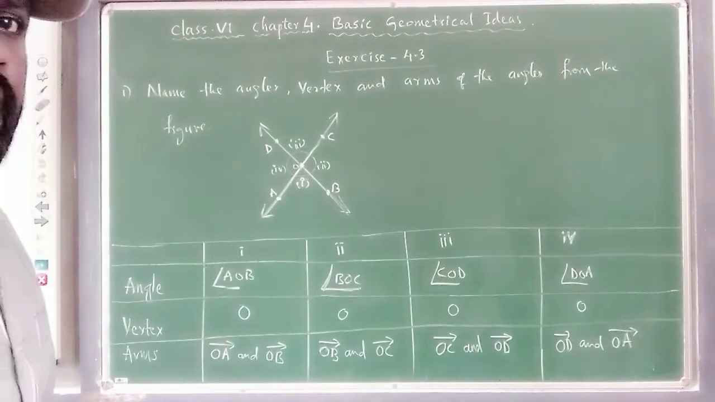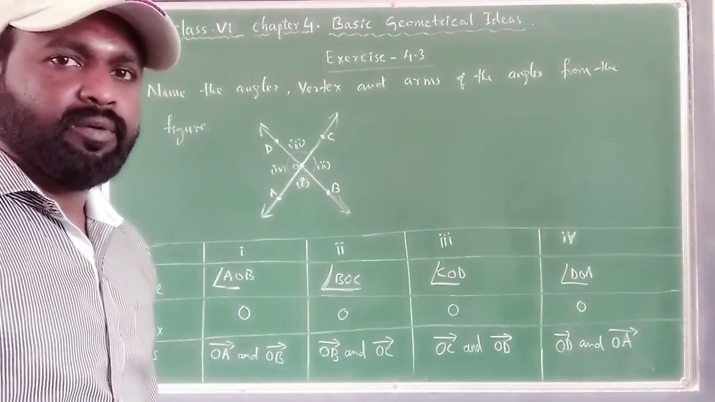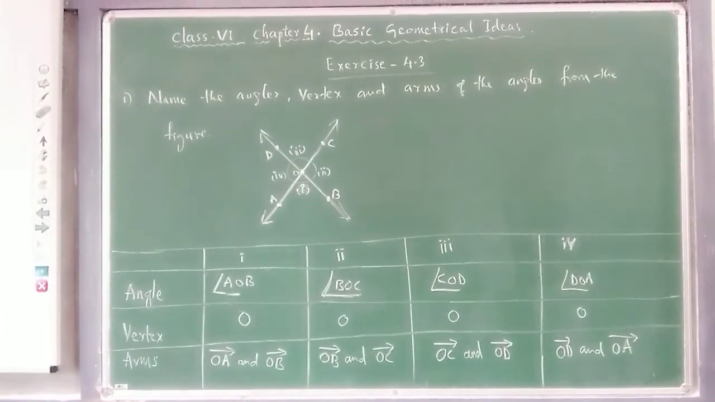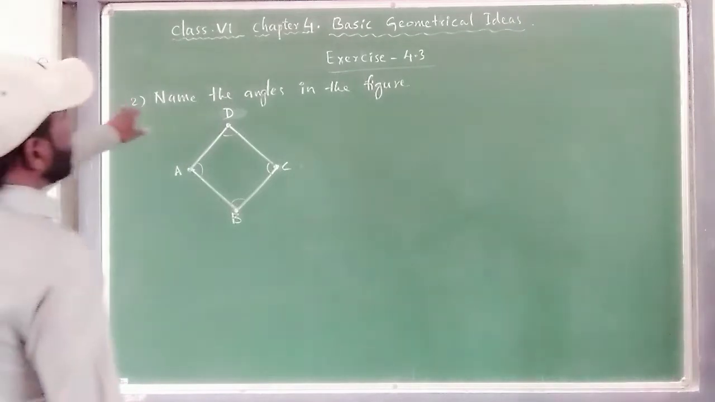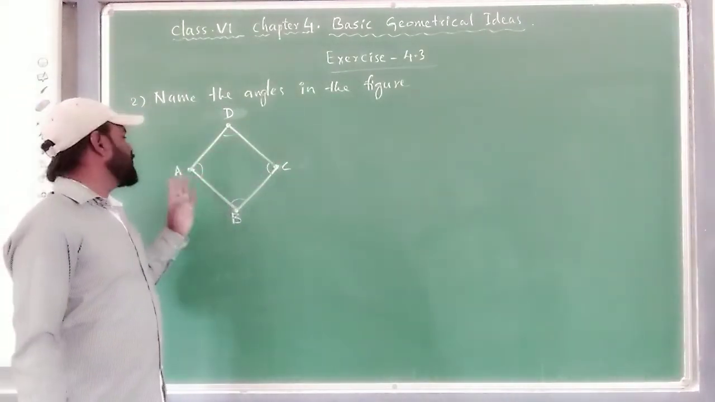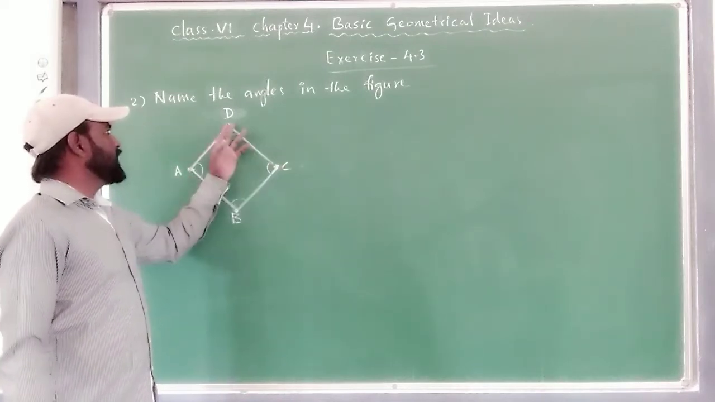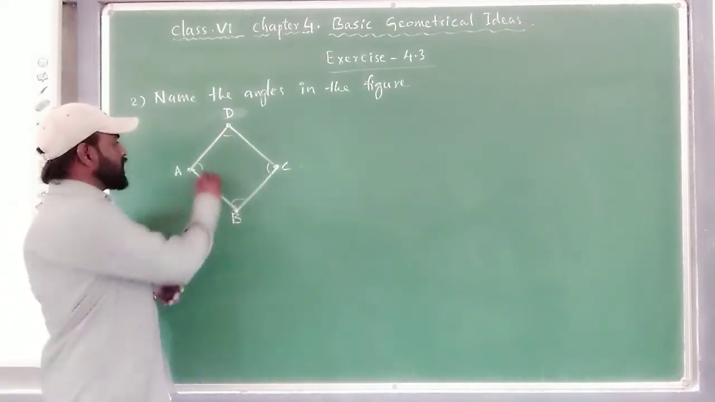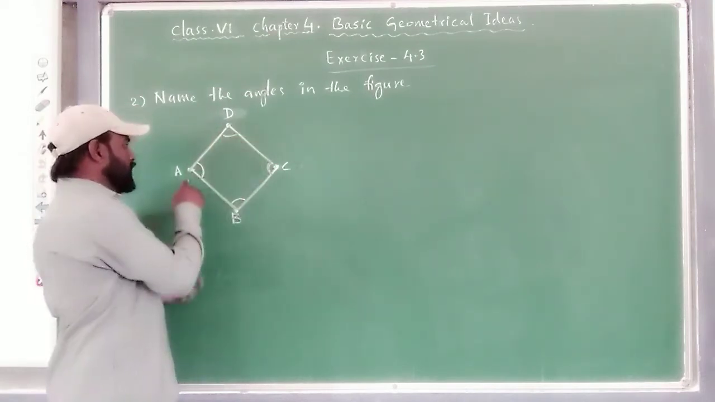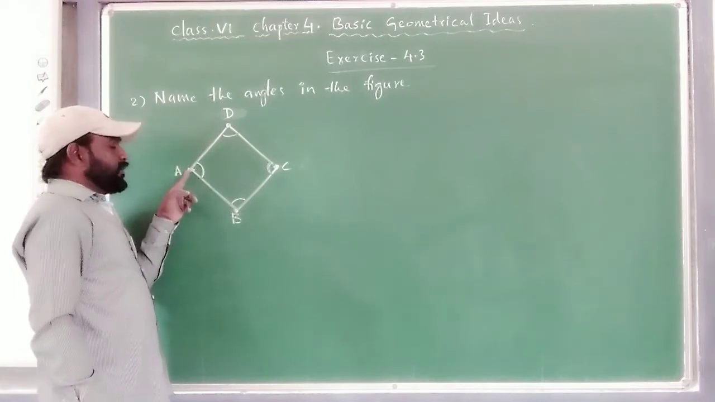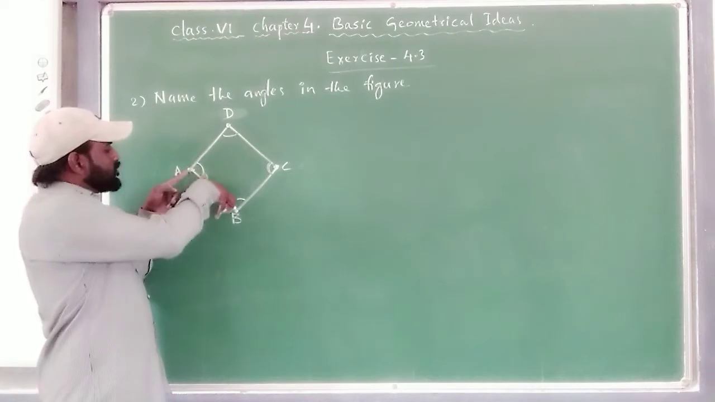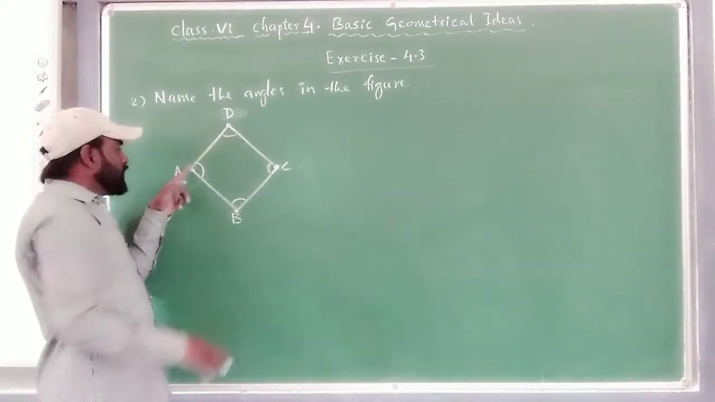Let us see the next question of exercise 4.3. Name the angles in the figure. There is a figure given, which is a simple closed figure formed by the four line segments AB, BC, CD and DA. So here the angles are formed: this one, this one, this one and this one. Here the angle A is formed by the vertex A and the two arms AB and AD. So this is one of the angles.